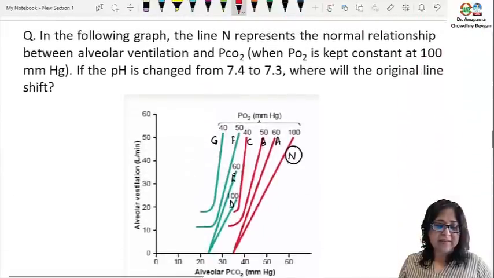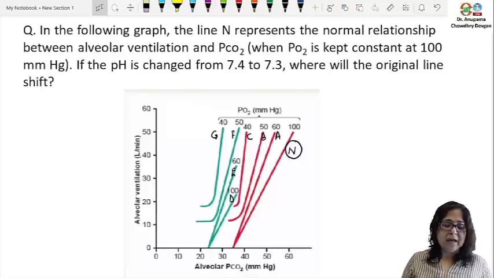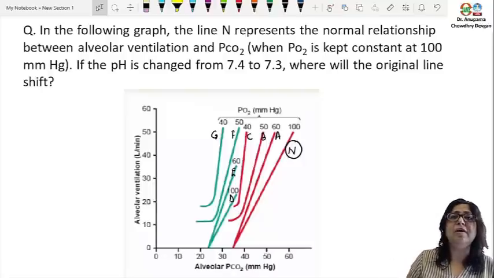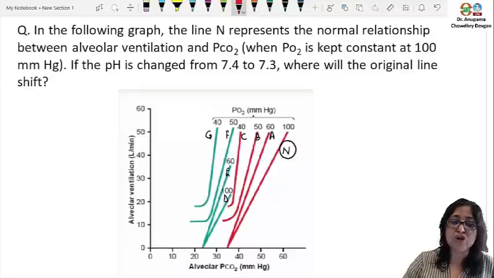Let's have a look at the next question. Again, this is something which I've discussed in the AIIMS capsule. This is a repeat question. In fact, it has been asked a few years earlier. In the following graph, the line N represents the normal relationship between alveolar ventilation and PCO2 when PO2 is kept constant at 100 millimeters of mercury. If the pH is changed from 7.4 to 7.3, where would the original line shift?